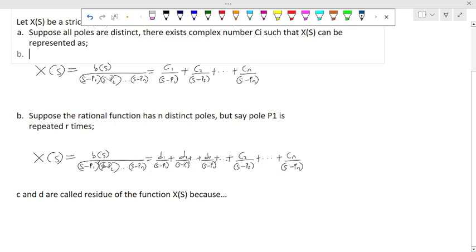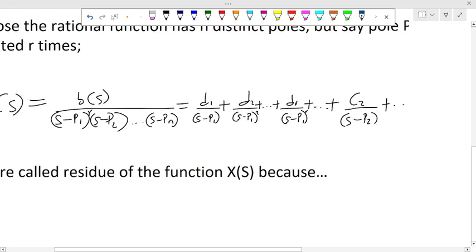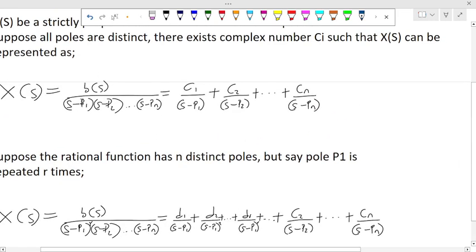Because look at this here, s minus p1 is repeated. So the terms will continue until the number of times p1 is repeated, p1 again, second time, until p1 is squared. We have this numerator repeated until the number of times p1 is repeated before you now go to c2. While for the case where we do not have a root that is repeated, we'll just have c1, c2, cn, and so on, for p1, p2 to pn.